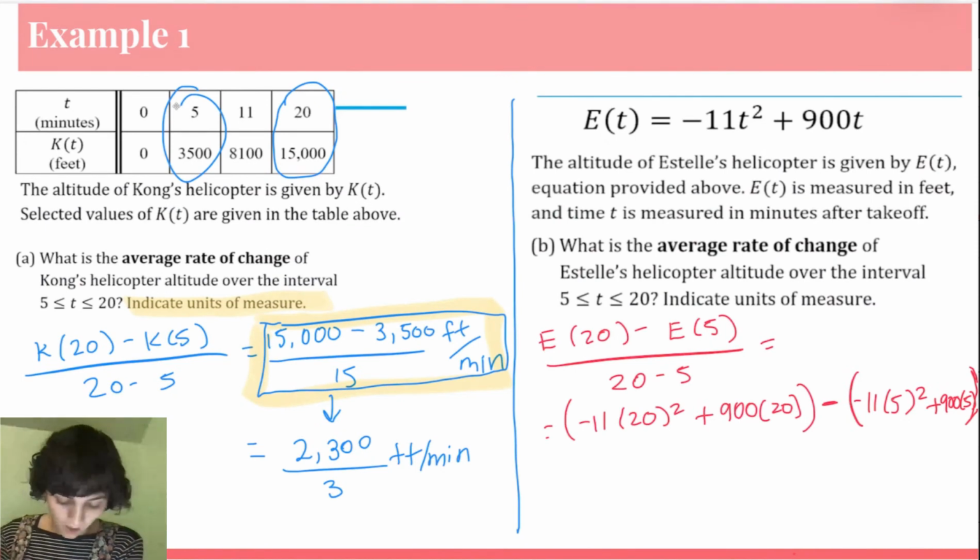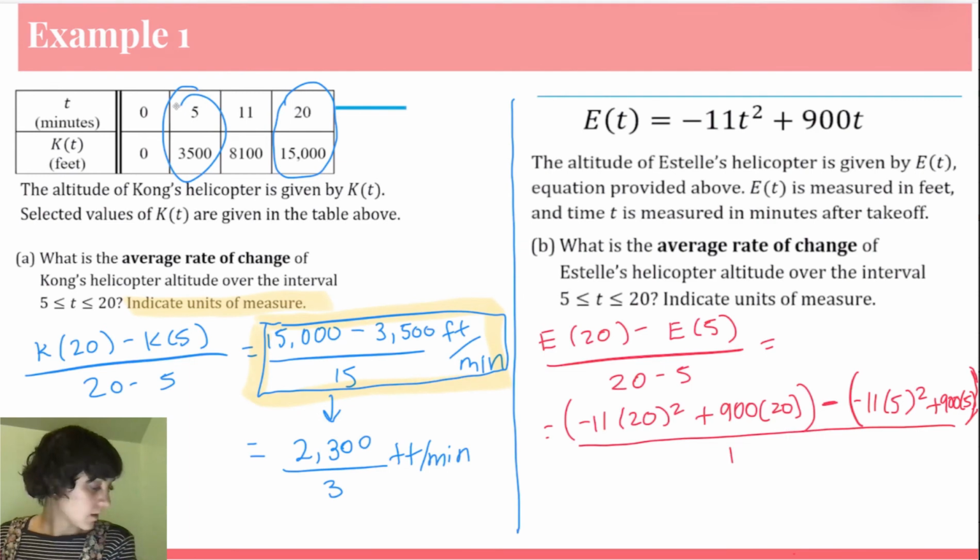Okay. And then all over 20 minus 5, which is 15. So I actually could leave it like this. I would want to add my units. So this is feet per minute. Again, so I would just add feet per minute and then I'm done.